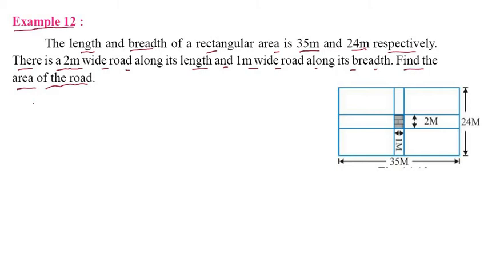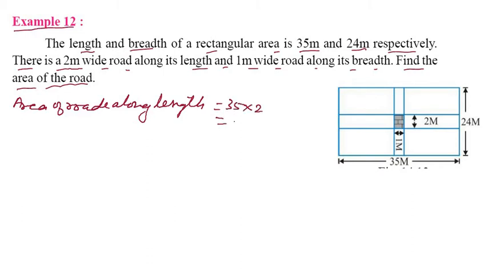First of all, we find the area of road along length. Area of road along length. It is the length into breadth. Length is 35 and breadth is 2. So it is 70 meter square. Now area of road.